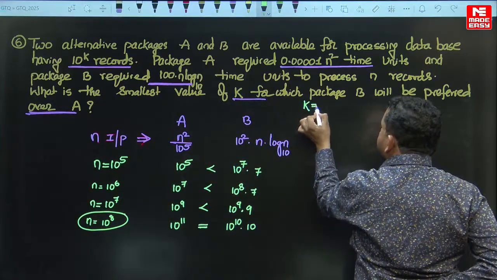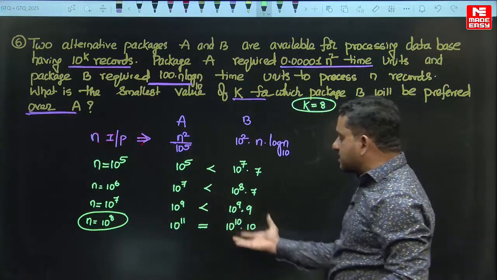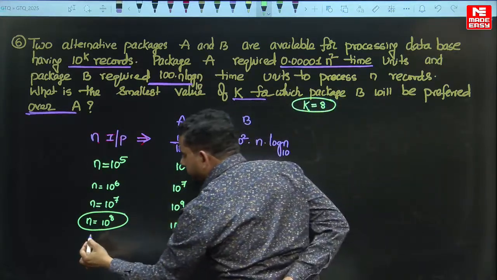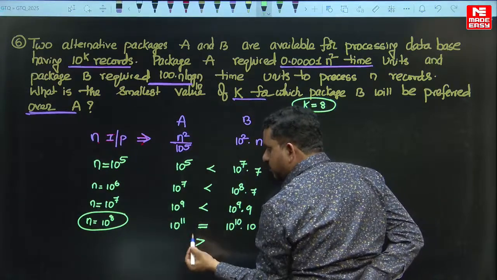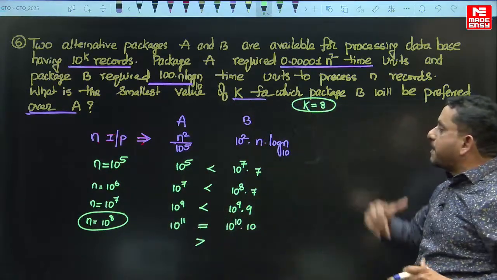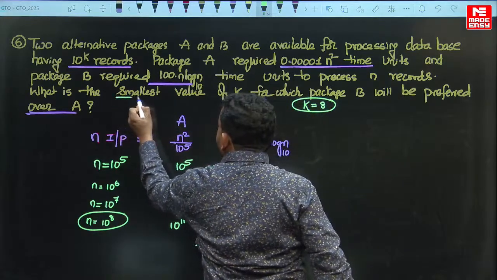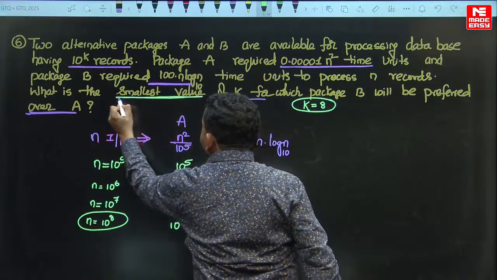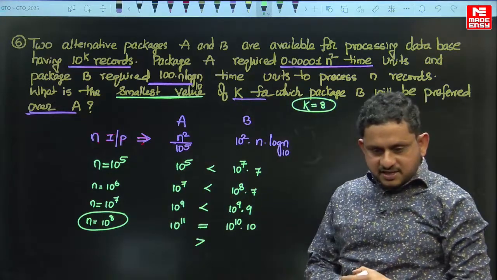For k value 8, package B can be preferred. Even if both packages are equal, or if you take the next value where the second package becomes smaller, you can prefer package B, because he is asking for the smallest value where we can prefer the second package over the first package. So the k value is 8. The answer to this question is 8.